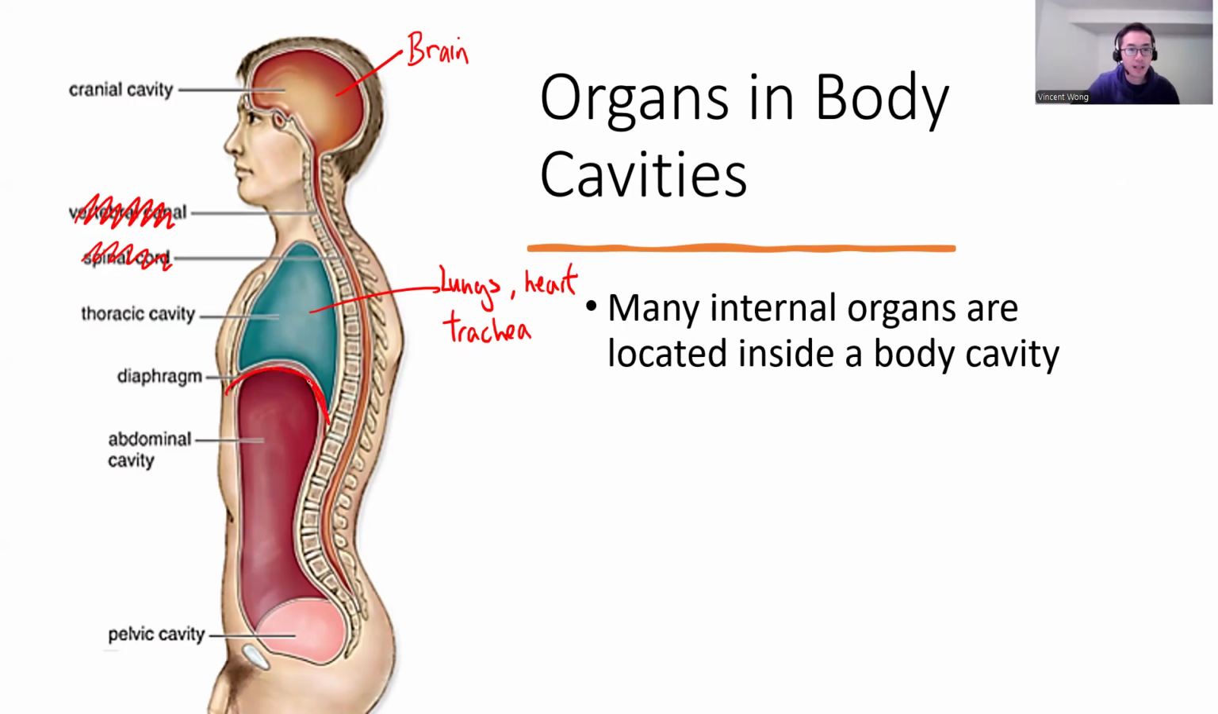Now you have a muscle here called the diaphragm. It's right here. It helps you breathe. It moves up and down, and then it pulls the lungs down and pushes the lungs up, and it helps you breathe in and breathe out. And the diaphragm separates the thoracic cavity from the abdominal cavity.